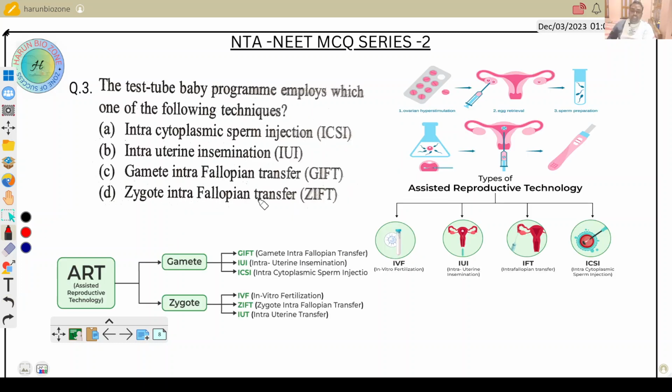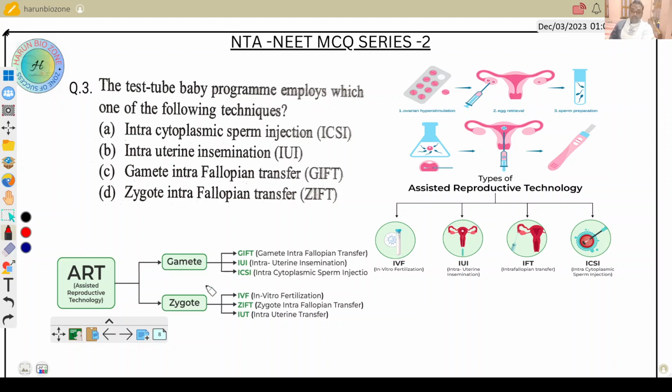This is the technique of in vitro fertilization. So the test tube baby program is called assisted reproductive technology, ART. The assisted reproductive technology is divided into two types. Number one, when the gamete is transferred, and number two, when the zygote is transferred. When the gamete is transferred, this is again divided into GIFT, gamete intrafallopian transfer, IUI meaning intrauterine insemination, and ICSI, intracytoplasmic sperm injection. Okay. In these three conditions, the sperm or gamete is transferred into the female body in gametic condition or haploid condition.